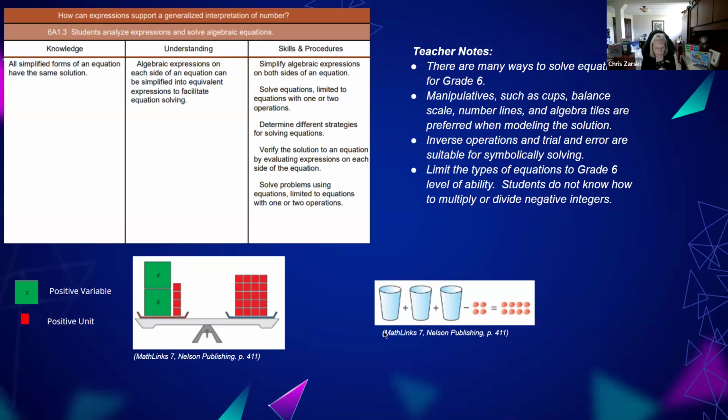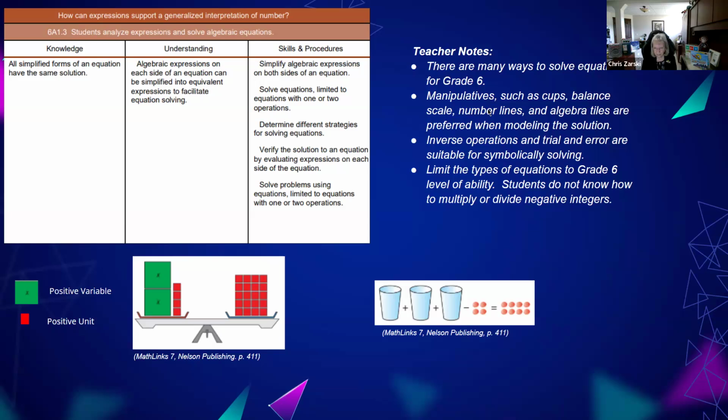So in this case, when I look at this picture here, I have 3 cups. I could use C for cup. And instead of writing it as C plus C plus C, I could say I have 3C subtract 4 is equal to 8. So that would be the simplified form of that particular illustration that we're seeing here.